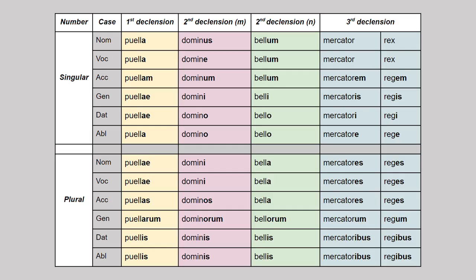Now, if we put all those things together, we come up with this table. Do go and download it from the link in the description. It's so important that you're familiar with these. They are by far the most common endings for nouns in Latin. As I said before, there's also the fourth and fifth declension nouns, but they aren't as common. I'll be explaining these in a future video, fourth and fifth declension nouns, which you can find on my channel.